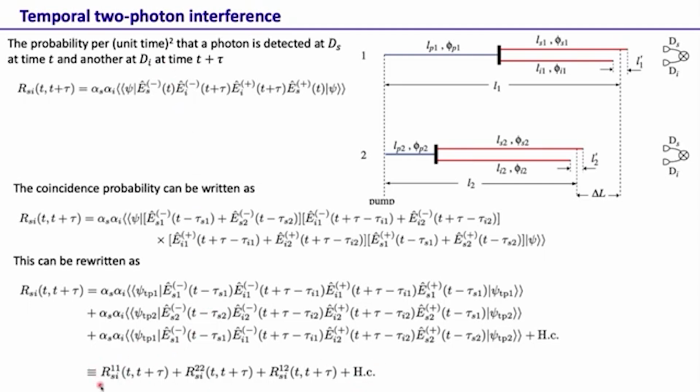We can see that this term RSI11 is essentially the coincidence count rate if only alternative 1 was there. So if only alternative 1 was there, then that would be the total coincidence count rate. RSI22 is the coincidence count rate if only alternative 2 was there. But when both the alternatives are there, and both can interfere, then we will have these cross terms over here, this and the Hermitian conjugate. So these are the cross terms.